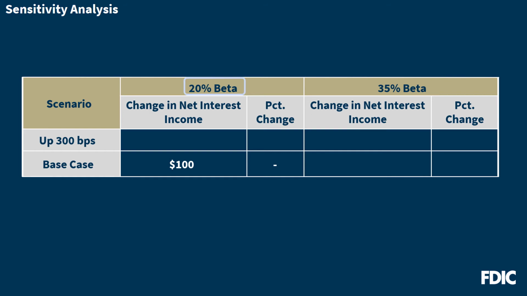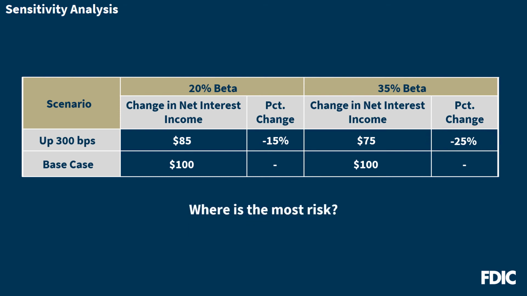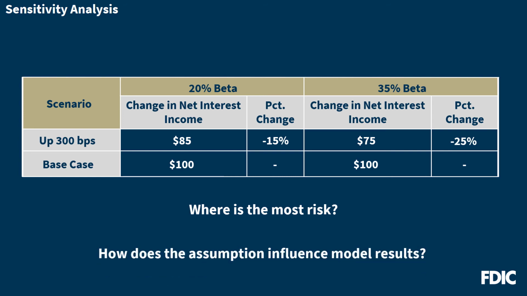In this simplistic analysis, when the rate shock is up 300 basis points, net interest income is projected to fall 15%, when the beta is assumed to be 20%. If the beta were instead 35%, net interest income could be expected to fall significantly more, in this case by 25%. Management can periodically perform this type of sensitivity analysis on each of the key assumptions to identify where interest rate risk is significantly elevated. They can also determine which assumptions cause the most influence on the model results.